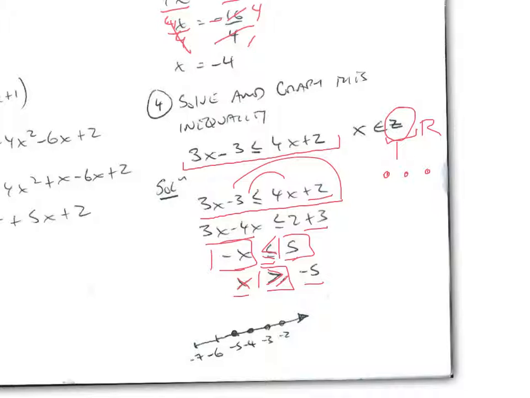So we draw our number line, and we note that because x is greater than or equal to minus 5, we include minus 5 with a dot, minus 4, minus 3, minus 2, and an arrow to show people that it's all the values up along there on the number line.